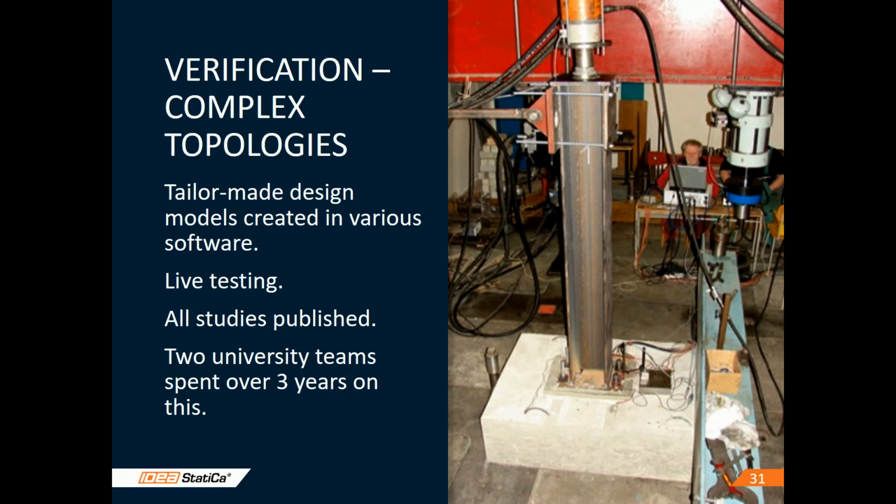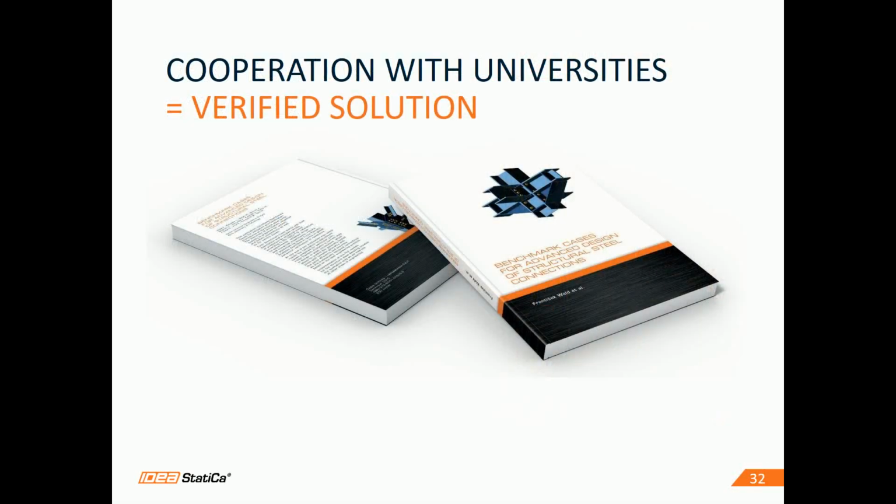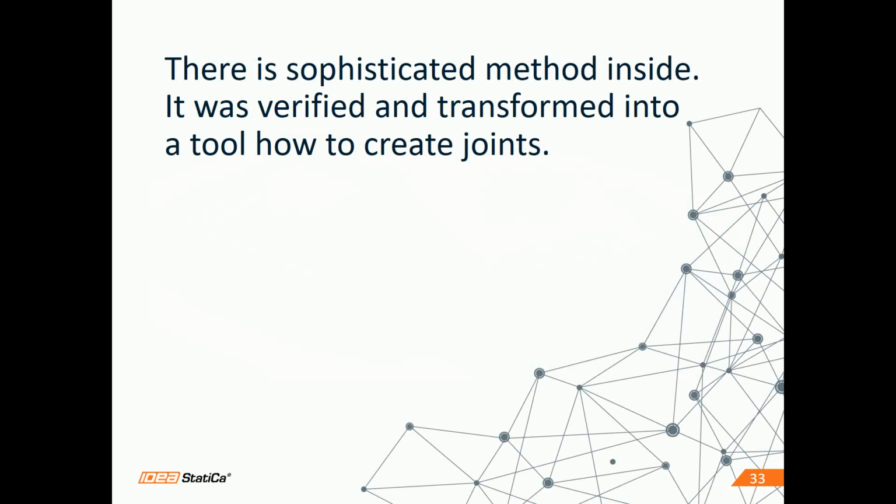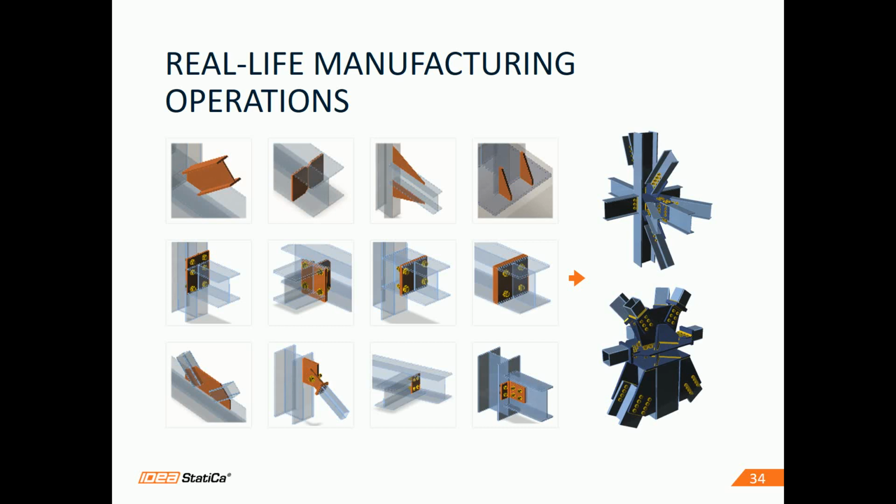Same results as well. Two university teams spent over 3 years on this and published it in various articles, benchmark studies, conferences, and a book. It is called Benchmark Cases for Advanced Design of Structural Steel Connections, and it proves that this approach to steel connection design is accurate, safe, and reliable. There is a sophisticated method inside. It was verified and transformed into a tool to design and check joints in minutes. You put together the joint by operations similar to real-life production processes.